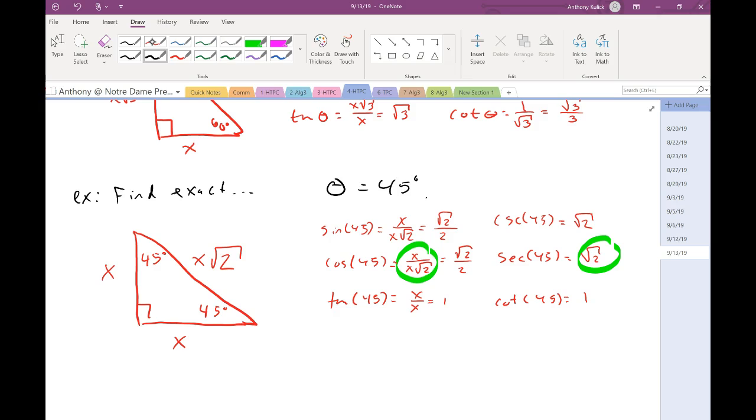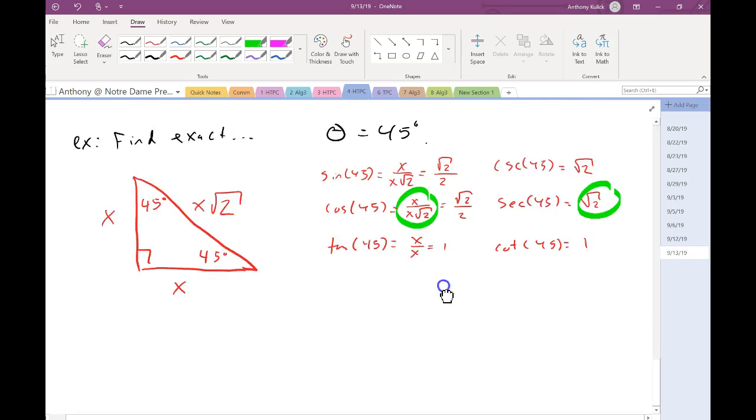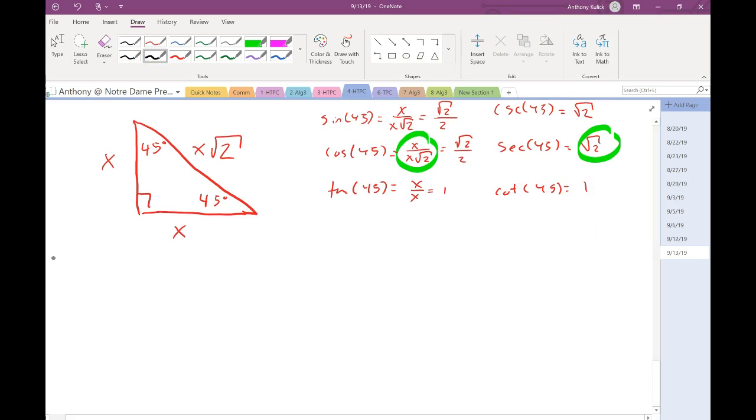So, if we're given the side lengths of a right triangle, we can find the exact values of all six trig functions. If we don't know the side lengths, but we're given a 30, 45, or 60 degree angle, we can find the exact values for the ratios. What do we do if we aren't given either?